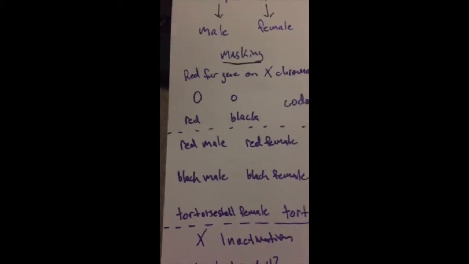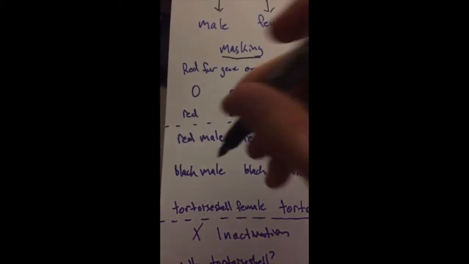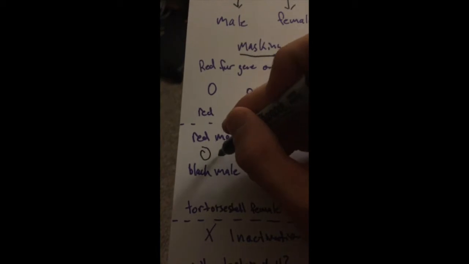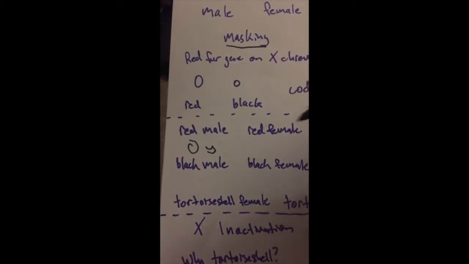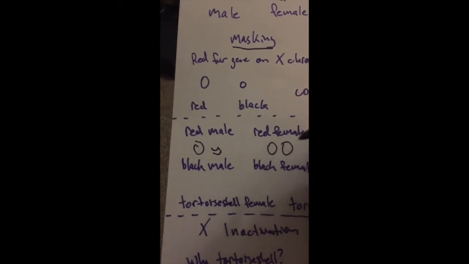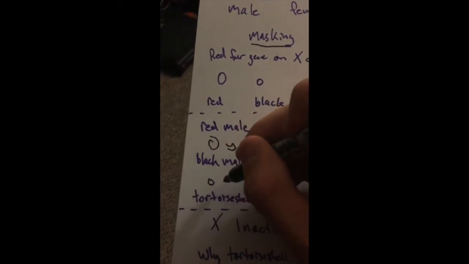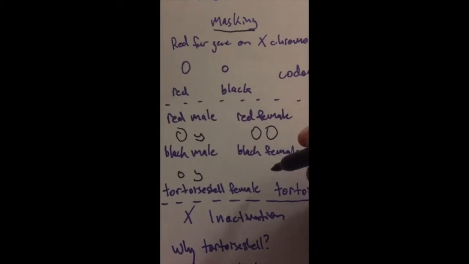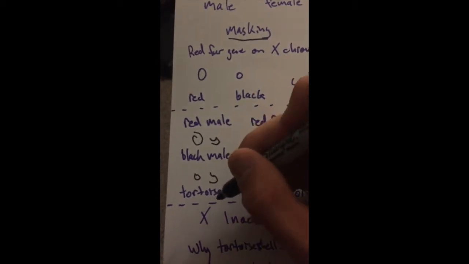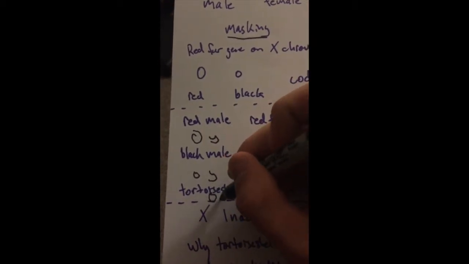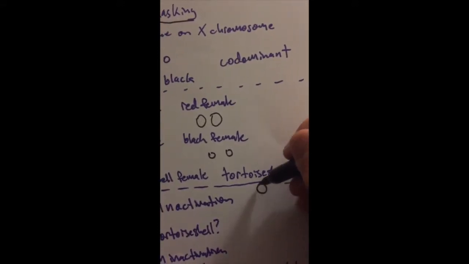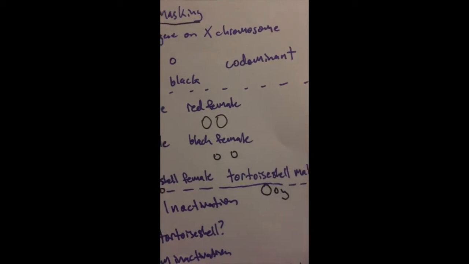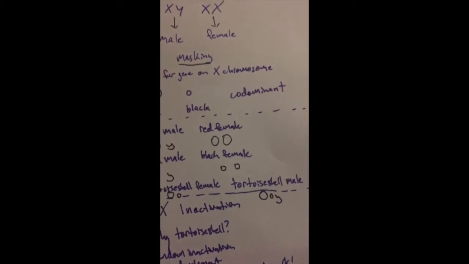chromosome. So, because it's located on the X chromosome, a red male would have a dominant O and the Y allele. Red female would have 2 dominant O's, would be a homozygote. Black male would be lowercase o y, and black female would be o o. So tortoiseshell would be the heterozygote, which would be O o. This is typically only females, but it can be males, which would be O o Y, a heterozygote with 2 X chromosomes and a Y chromosome.